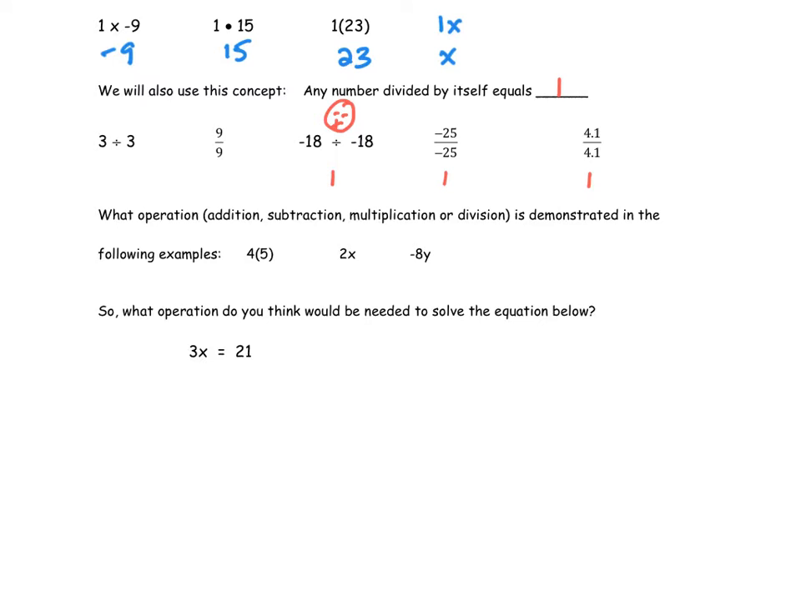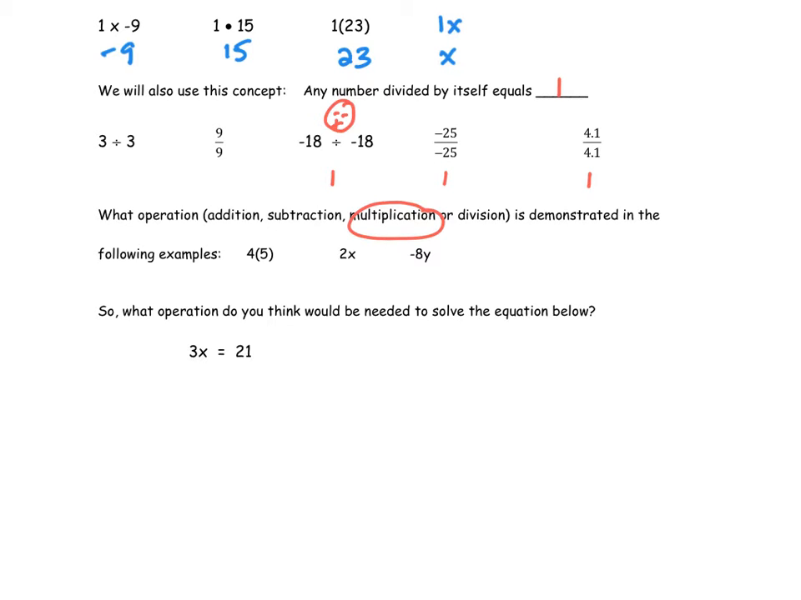So finally, it asks what operation, addition, subtraction, multiplication, and division, those are operations, is demonstrated in the following example. So if 4 is next to 5 and 2 is next to x and -8 is next to y, what operation is this? If you said that it was multiplication, you are correct. So, knowing that, now the question is, so what operation do you think we need to use in the equation below? If we see 3 and x next to each other, it means multiplication.